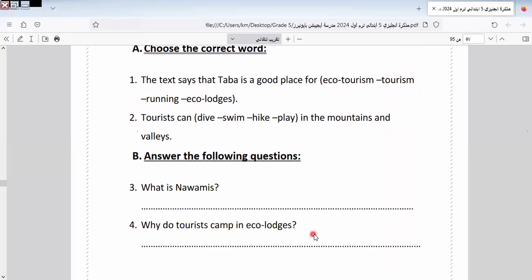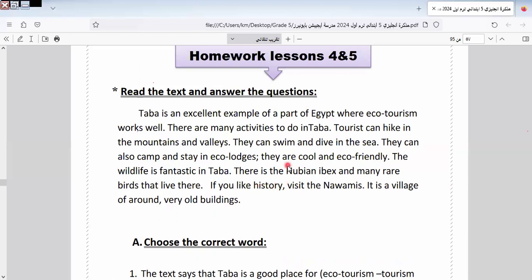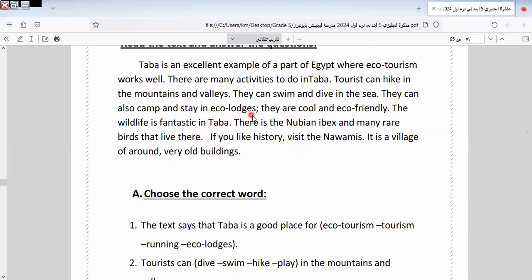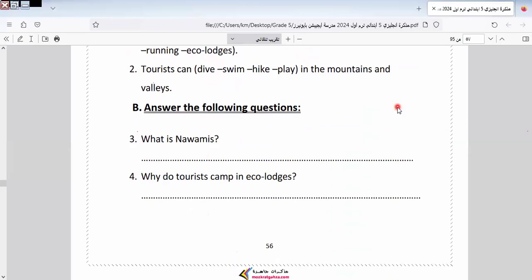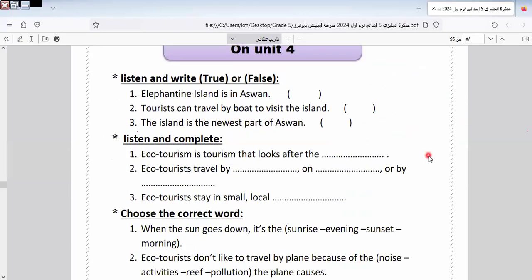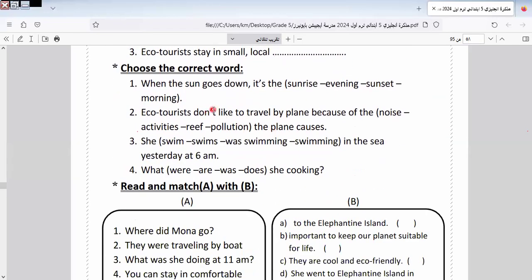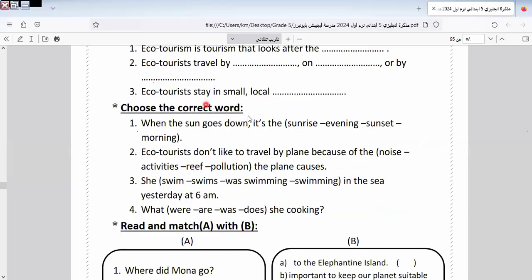Why do tourists camp in eco lodges? Why do they camp? Because they are cool and eco-friendly. This is the reason why the tourists camp in this place: because they are cool and eco-friendly. Let's answer the question below this part. This part is listening, so I leave this for you to do by yourself as you listen.